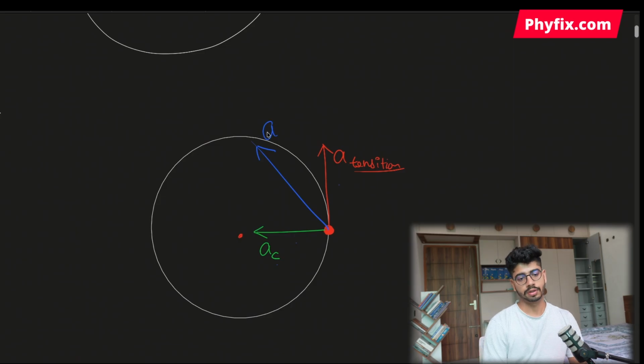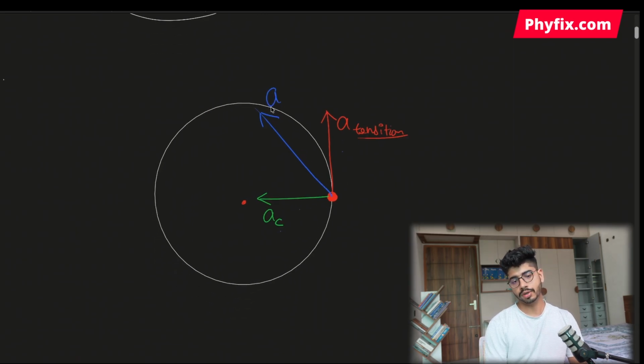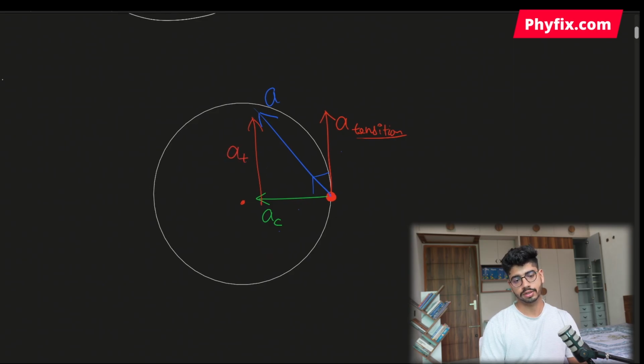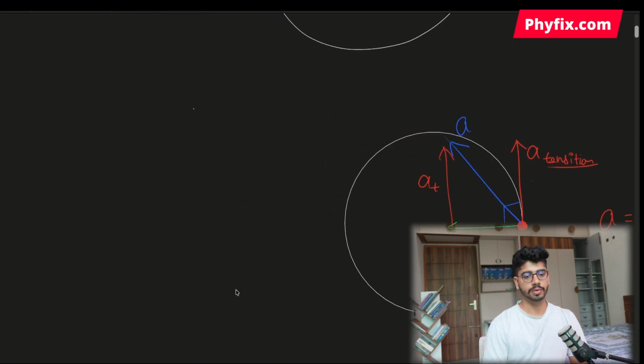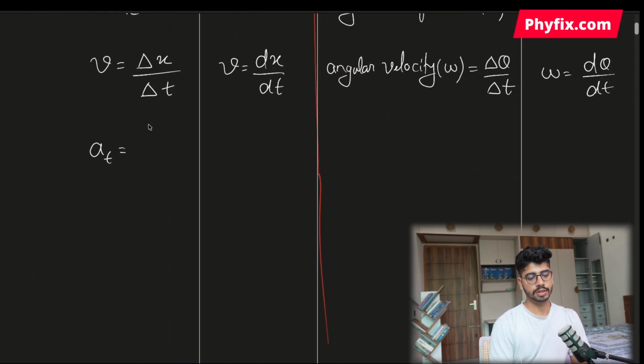If somebody asks what the resultant acceleration is, and the two vectors are 90 degrees to each other, I'm going to apply the Pythagoras theorem. The resultant acceleration comes out to be the square root of the tangential acceleration squared plus the centripetal acceleration squared. Pythagoras theorem, simple. You can plug in the values, and we will come to that point.